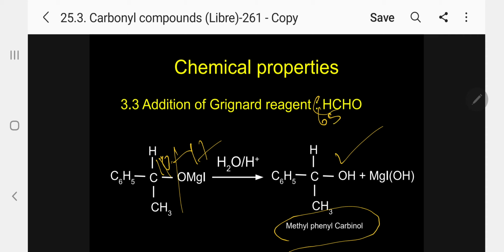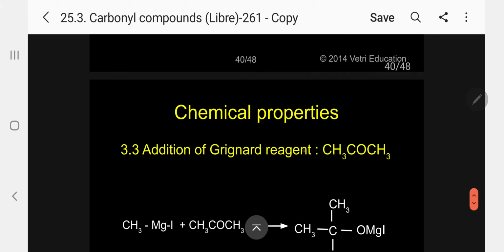C6H5CHO, benzaldehyde, is undergoing addition reaction to give the corresponding alcohol. This is called methylphenylcarbinol, a secondary alcohol, and Mg(I)OH. Kindly follow. This is the addition of Grignard reagent to C6H5CHO, benzaldehyde.